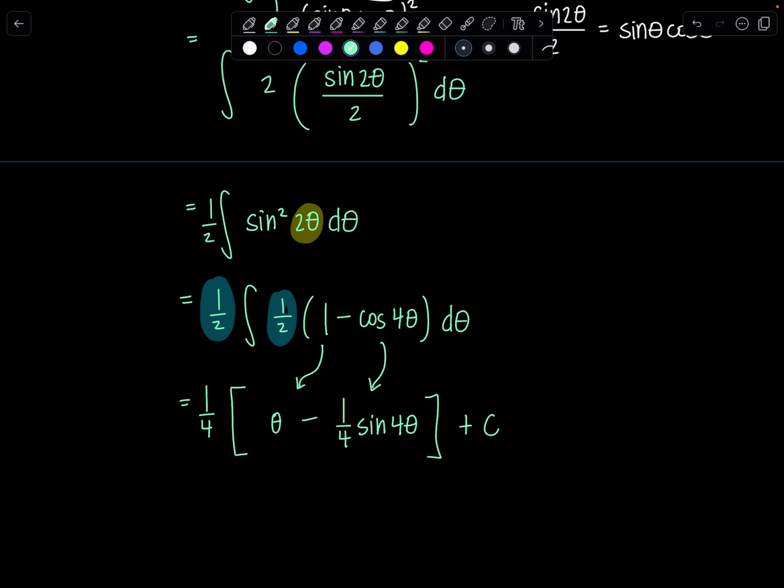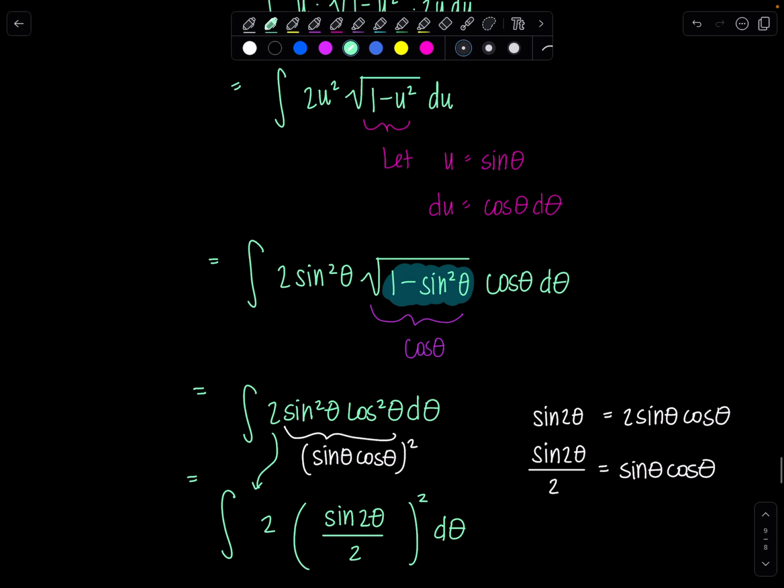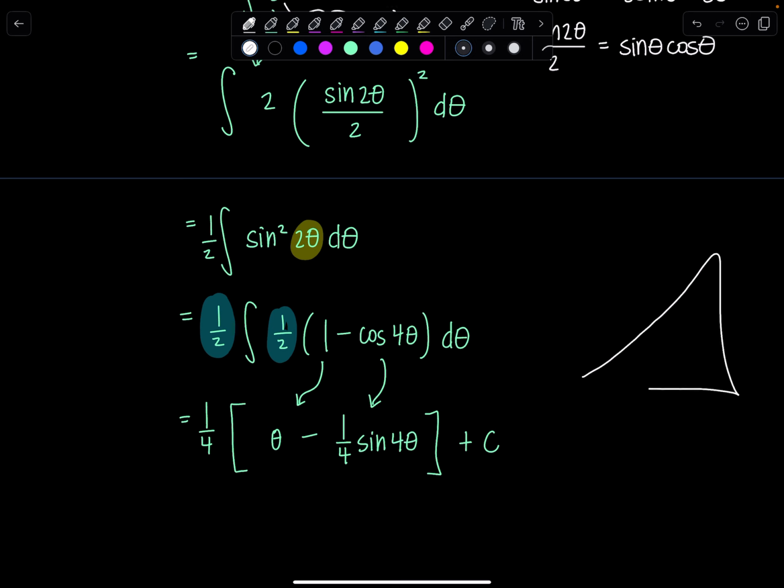Okay. Now here's the thing. We have to go back to our original variable. How do we do that? Slowly. First, we're going to go to u, then we're going to go to x. To get back to u, I need to draw a triangle. U was equal to sine theta. So let me draw my triangle.